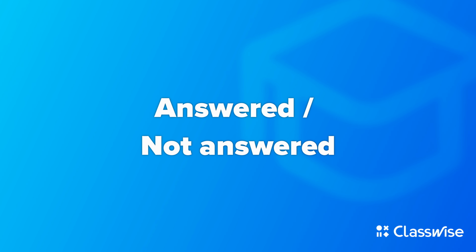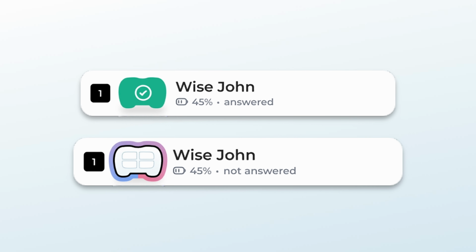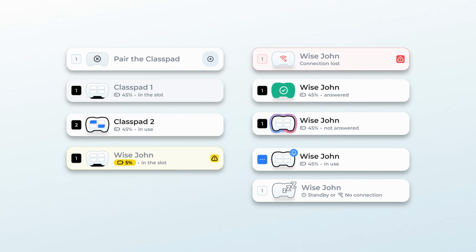Finally, there are two statuses you may see if a game or quiz is interrupted for any reason. The first means the student has already answered. The second means the student hasn't answered yet. Knowing these statuses helps you monitor and manage Classpads more effectively.